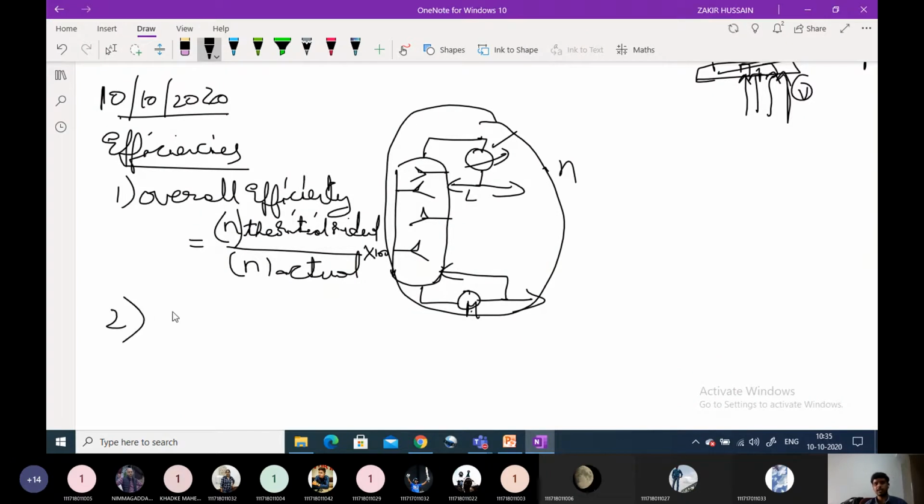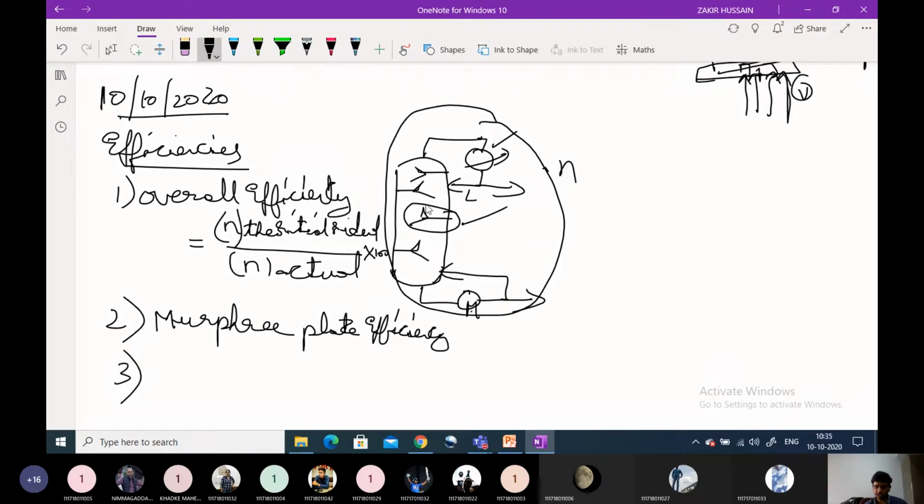If the efficiency is defined for only a single plate, it is called Murphy plate efficiency. The third efficiency is defined with respect to a single location on each plate. Any location on each plate, then that efficiency is called point efficiency for a single point, or it is called local efficiency. So these two efficiencies are defined with respect to the vapor flow rates.